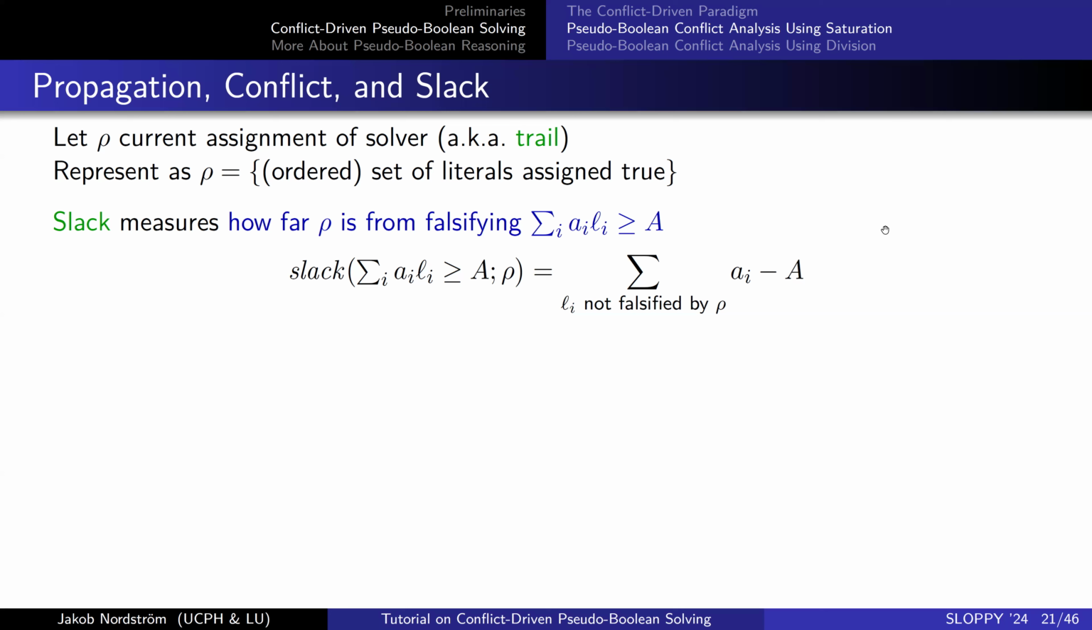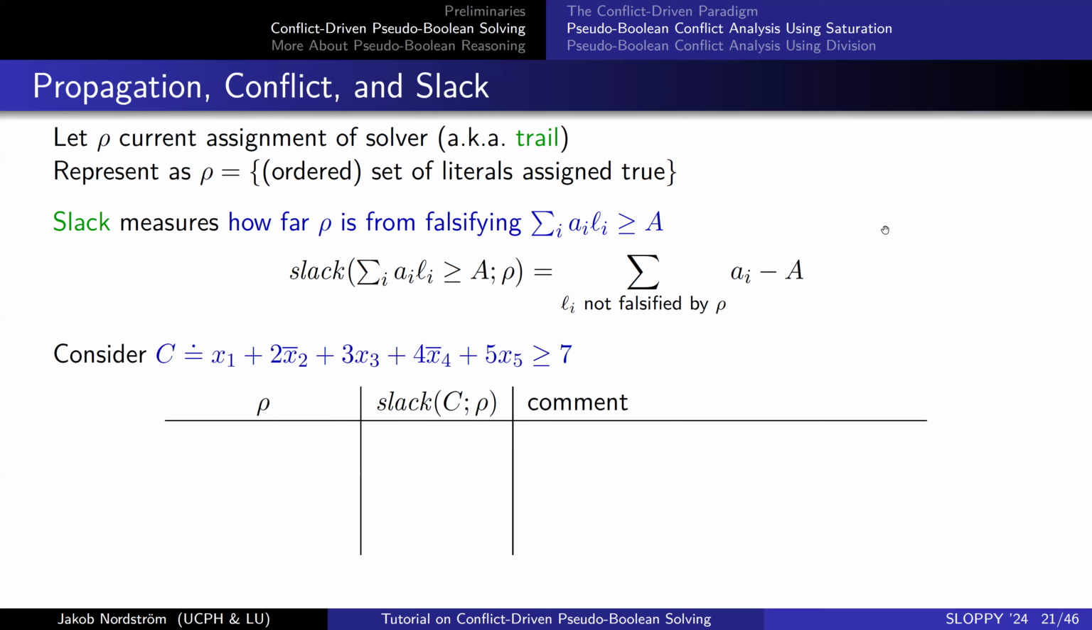Does this make sense? In particular, it's clear that if this slack is negative, then constraint C is violated. There's no way to extend what we have now to a total assignment that satisfies C, because there's not enough contributions left. This clear? This is kind of an important point. So let's just do a small example.